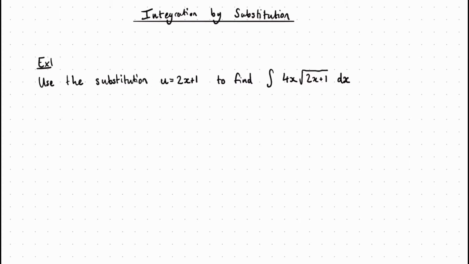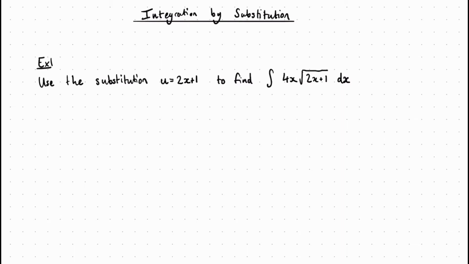In my equation, I've got the 2x plus 1, so substituting u equals 2x plus 1 to replace 2x plus 1 is going to be easy because this is just going to become u. However, we've got a term here that's just 4x, which we're going to need to get in terms of u, and we've got dx, which we're also going to need to change to du so that we can integrate it with respect to u instead of with respect to x.